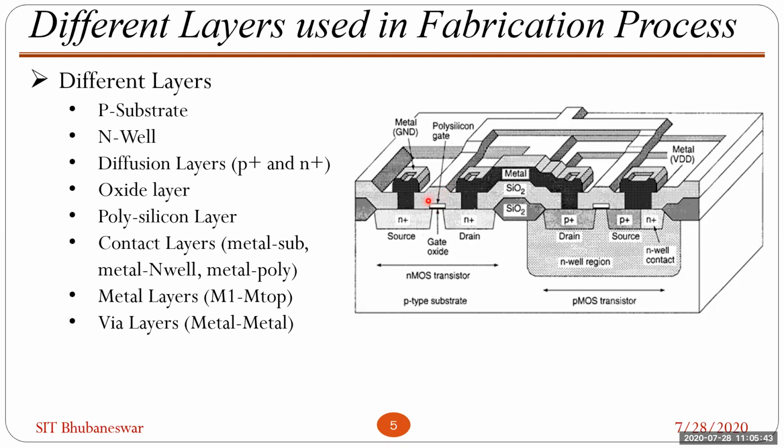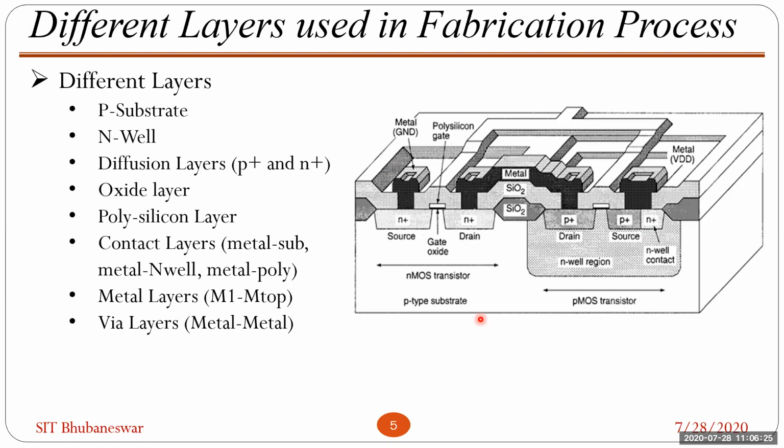And then metal layers M1 to M top. M top means the highest level of metal, but here only metal one is there. I'll show you in the next picture what metal top is. Then via layers. Here via layers are not shown because it's only the transistor. Contact is the base level of interconnections, that is poly to metal, diffusion to metal, N-well to metal, or P sub to metal. These are generally called contacts.